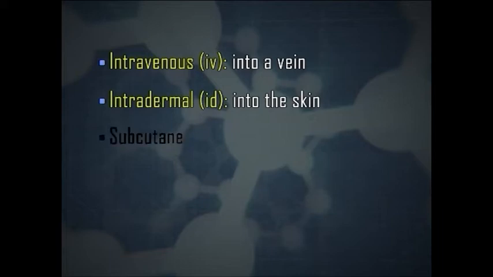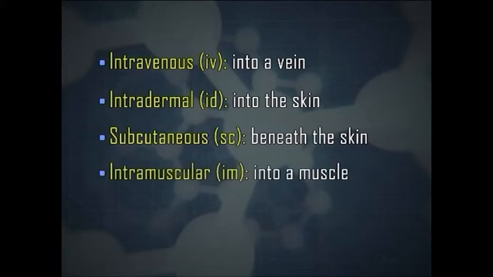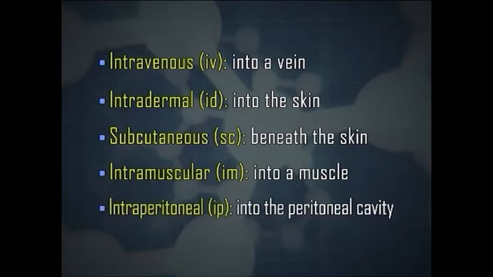Experimental immunogens are generally administered in the following routes: intravenous or IV into a vein, intradermal or ID into the skin, subcutaneous or SC beneath the skin, intramuscular or IM into a muscle, intraperitoneal or IP into the peritoneal cavity.